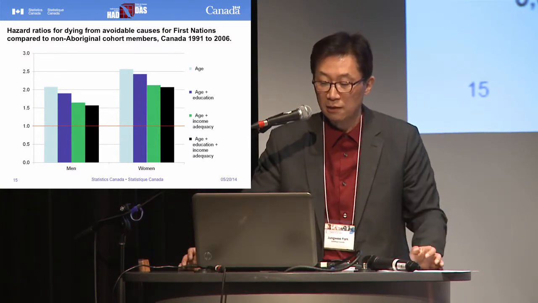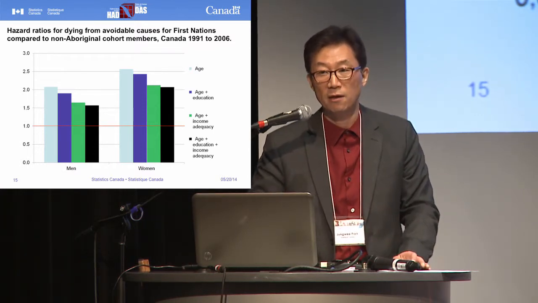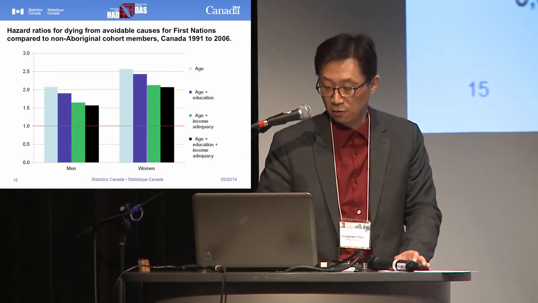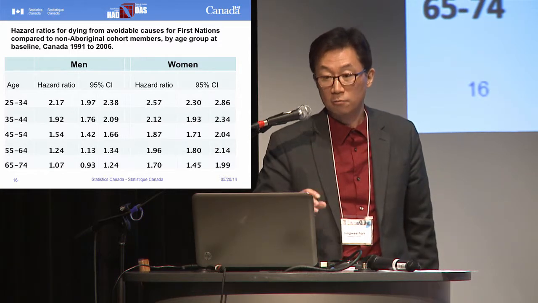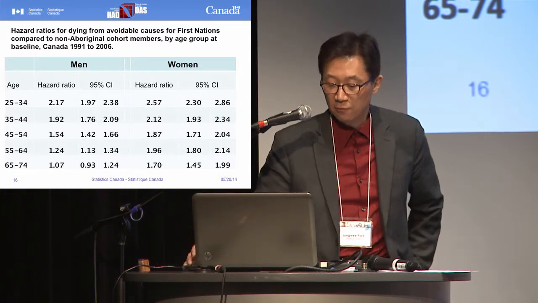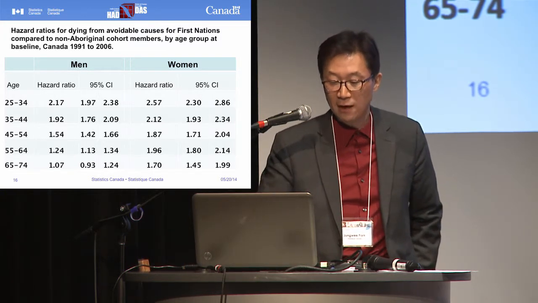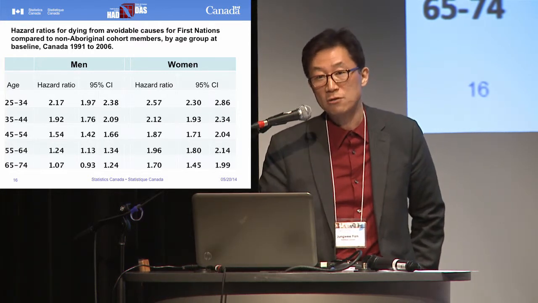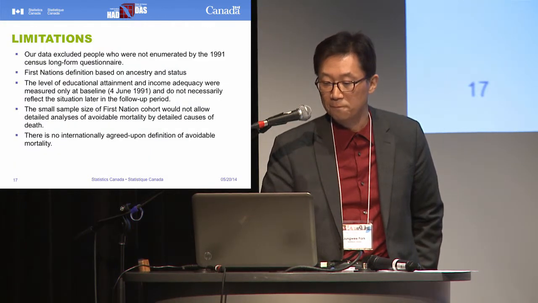And another thing we can learn from this chart is the difference between men and women. For women, we found bigger differences between the two populations, First Nations and non-Aboriginals. And age-wise, throughout, maybe with an exception of 65 to 74, we have a significant difference between the two populations, and especially in the younger age group, 22 to 34, we have a bigger difference.